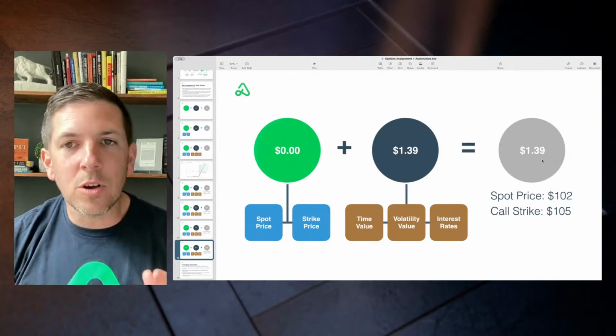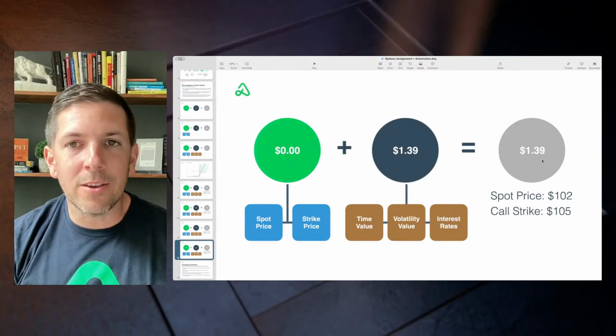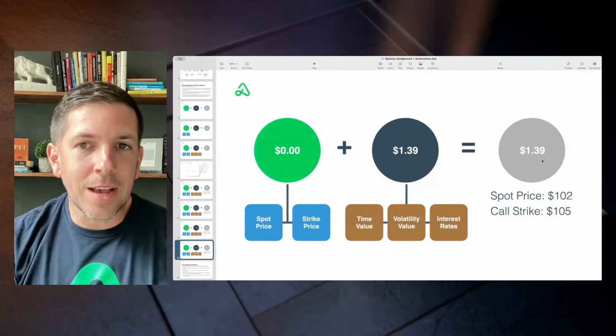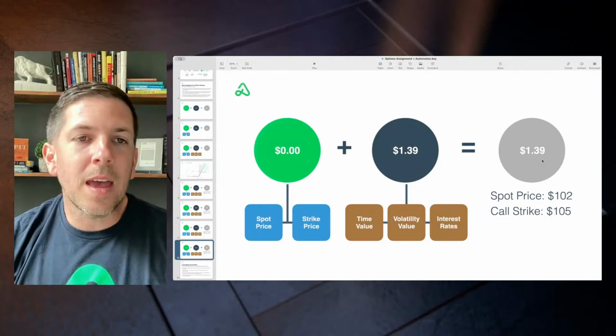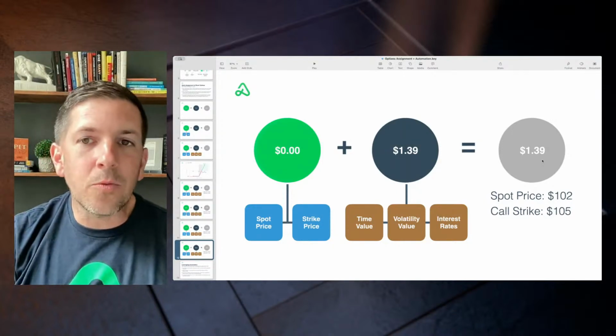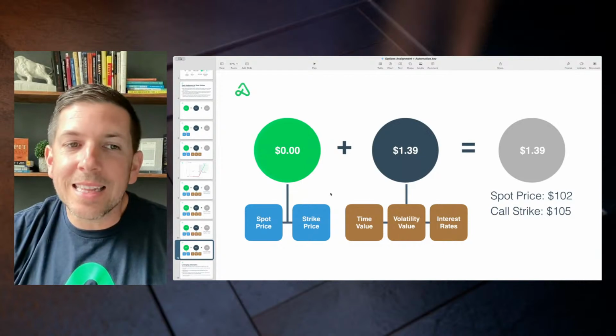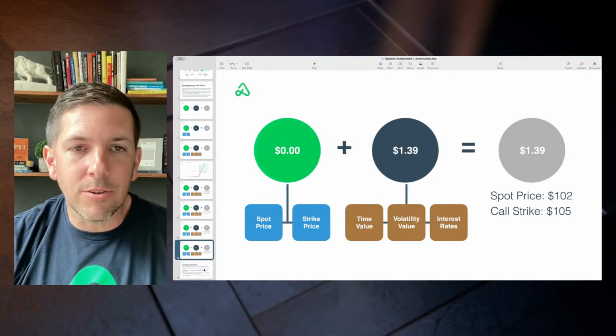So this is why these two components matter. You have to have intrinsic value, and the extrinsic value has to be low enough that an option buyer is going to forego that extrinsic value. Ideally, it's going to be pretty close to zero.